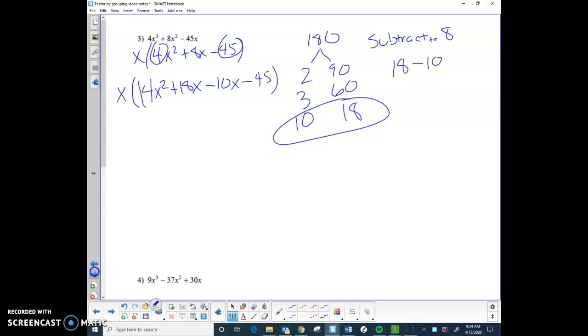All right, so now again, we're going to do our grouping. So this first term, I could pull out a 2x, and I'm left with a 2x plus 9. On the back half, I'm going to pull out a minus 5, and I'm left with a 2x plus 9. So we still have this x out front. We've got our 2x minus 5 and a 2x plus 9.